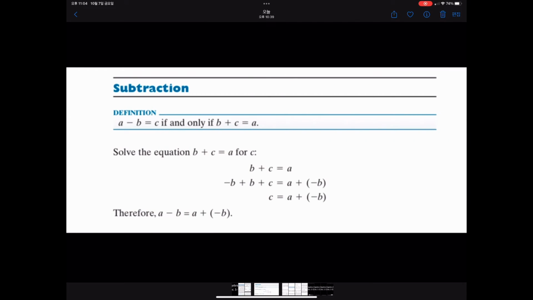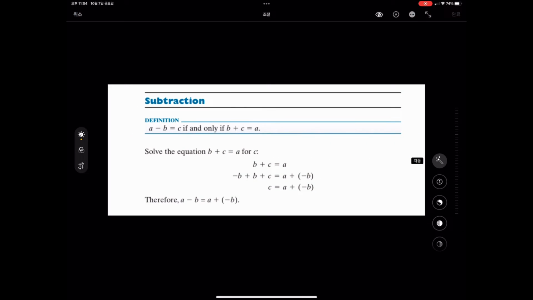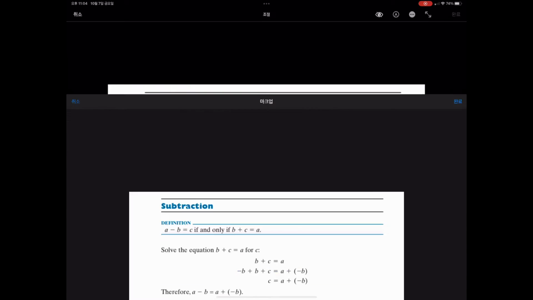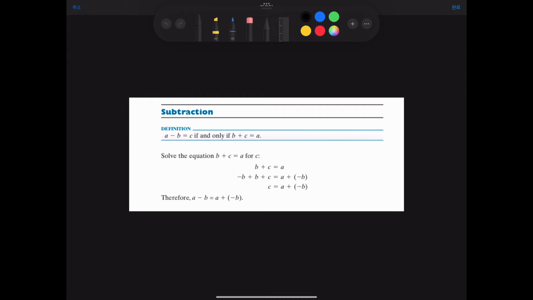Next, we'll be learning about subtraction. Many of you may know that subtraction is just any number that is subtracted by another number. But when a number is subtracted, it has to equal the opposite of the number. So if we say A minus B equals C, then in the end, B plus C would have to equal A. This is the main definition of what subtraction is.